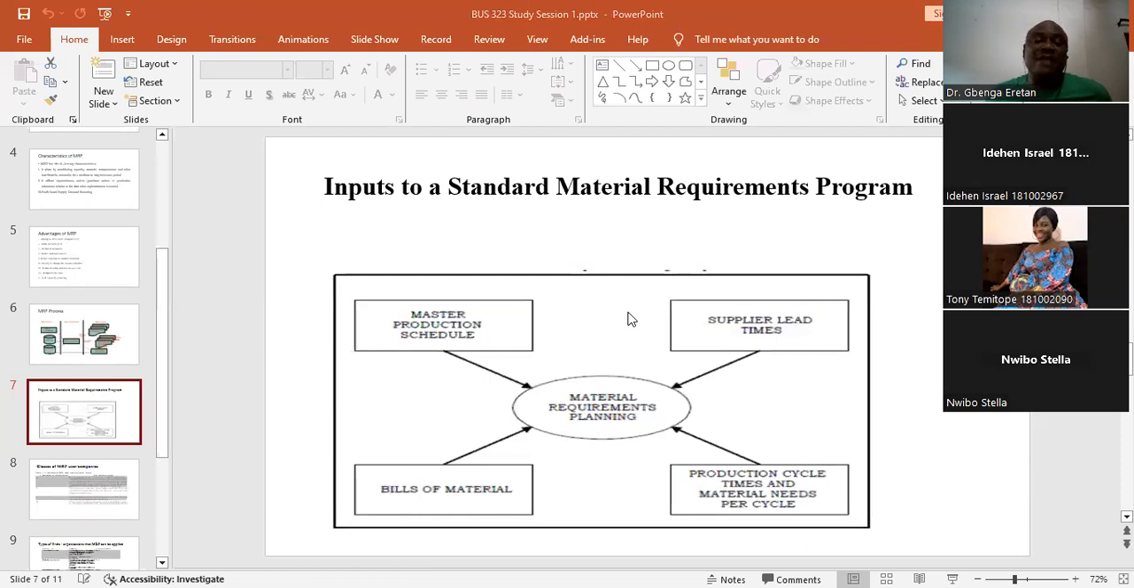So this component and this diagram is what we refer to as input to a standard material requirement planning. That in order for you to have an input into the system of a material requirement planning, you should consider your master production schedule, the bills of material, the lead time, and the production cycle time. And what is production cycle time? It is the time that is taken to commence the production of a product and the time it takes to actually complete that product.